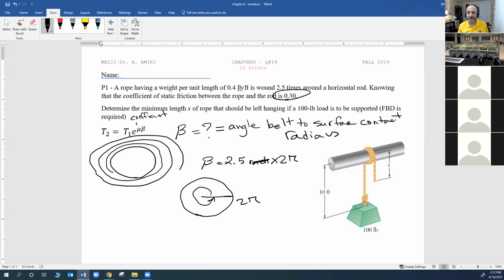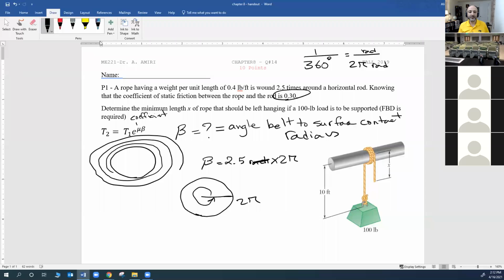If you forgot radian versus degree, 360 degrees is 2 pi radian. So from 1 degree, you can find the radian value for it. So 2.5 times 2 pi, that's our beta.